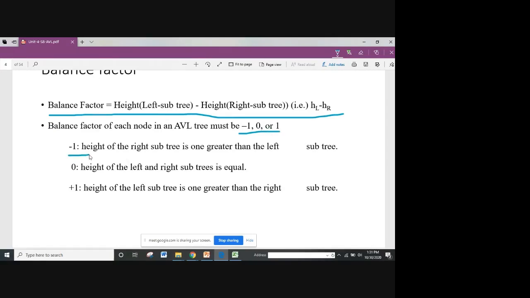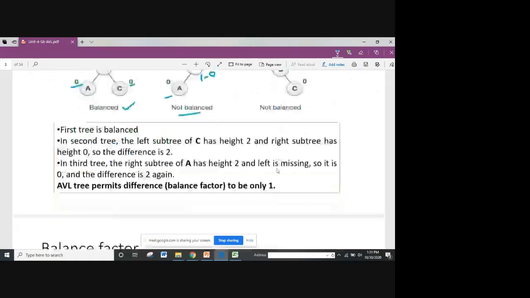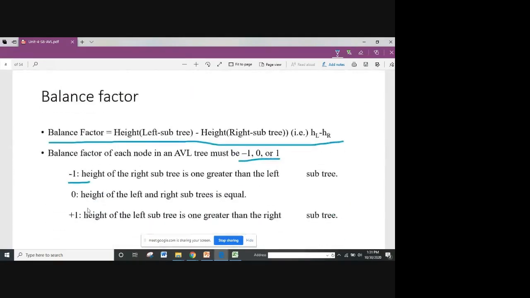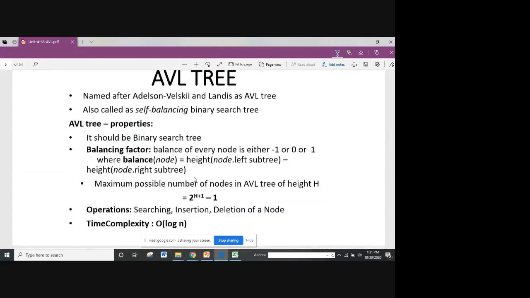Minus 1 indicates that your right subtree is greater than the left. So you could see here, if the right side is greater, you will get minus. 0 means all are equal. Plus means your left is greater. That's all. Oh, sorry. The same thing is repeated here.